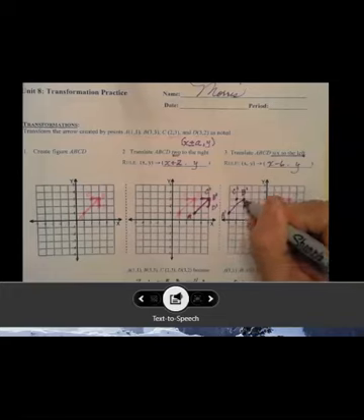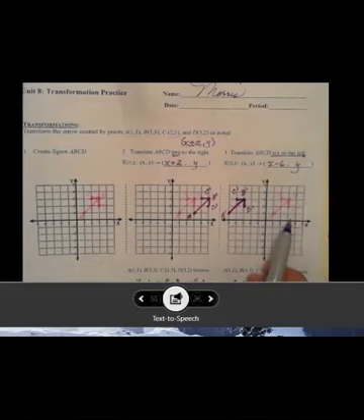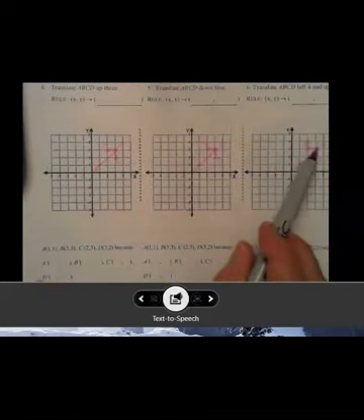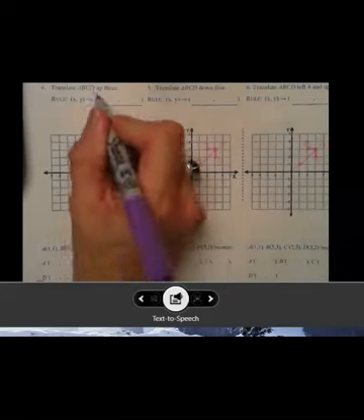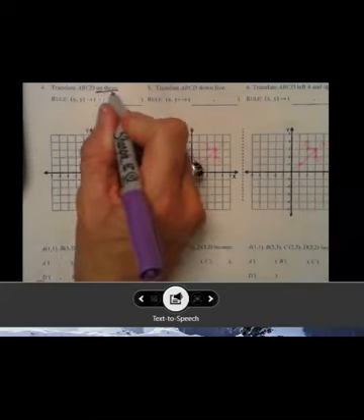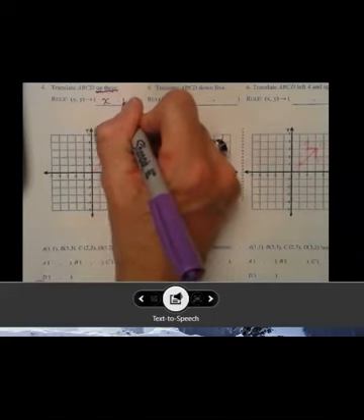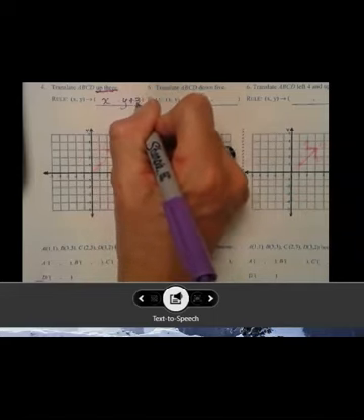When I connect the points, you can see that from the original light pink arrowhead on the right, it has now moved 6 to the left, and that problem is complete. So now we're on problems 4, 5, and 6. On problem 4, they want you to write a rule for moving that original arrow shape up 3. So now x stays the same, and it's y plus 3.